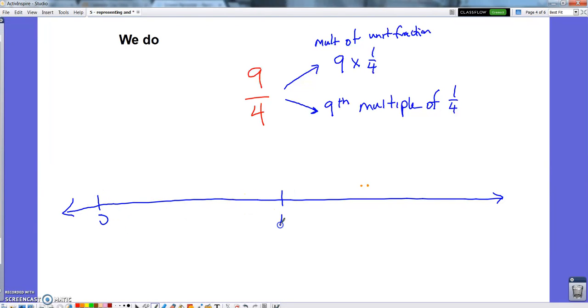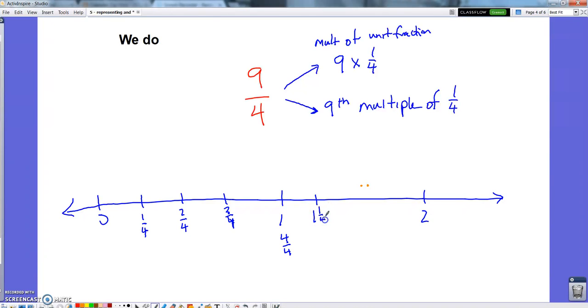0, 1, 2. I think it's going to be a little more than 2. And I would put 1/4, 2/4, 3/4. 1 is the same as 4/4.